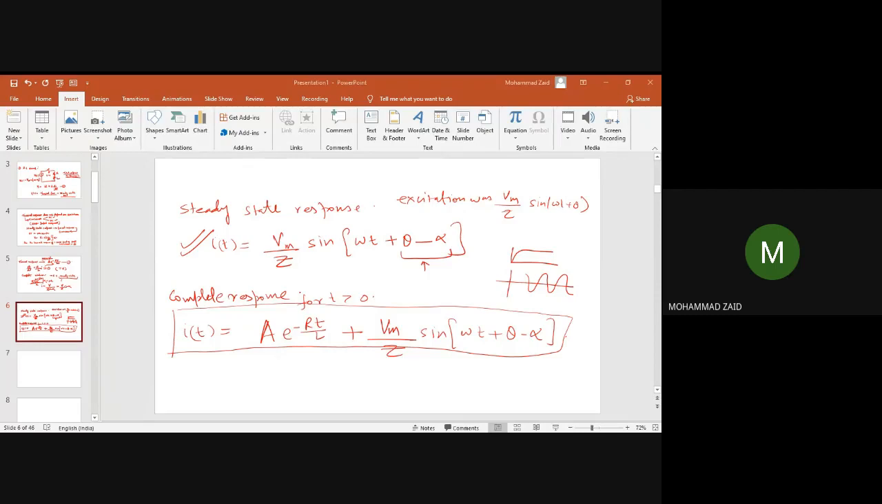Should I move forward? You can write in the chat box. Should I move forward or do you need explanation?